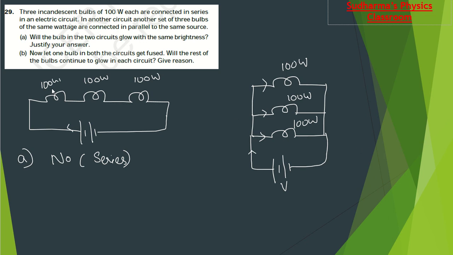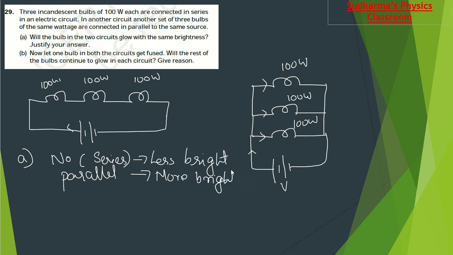Okay, here what happens? Here the current will be different. So in series, the brightness will be less, less bright, and in parallel it will be more bright. We are comparing these two circuits, right? So in parallel connection, it will be more bright because it's getting the same amount of voltage and the required amount of current.